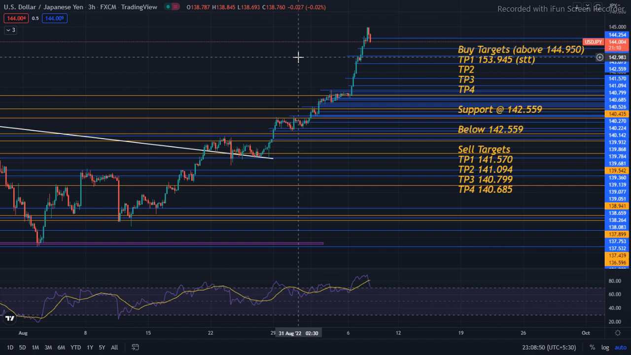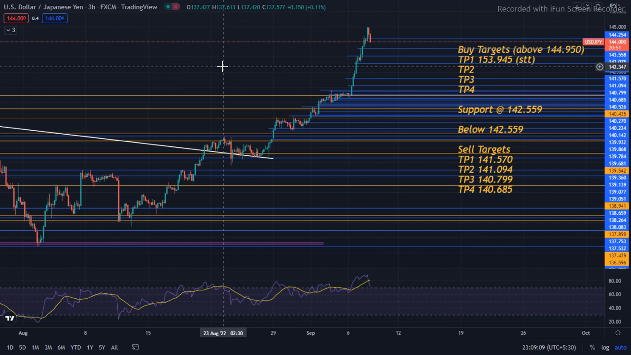Okay, and if we have to go long, then we have to break the high which it has made. It is following the Fibonacci retracement. So once it is giving a closing above the level of 144.950, our short term target is the level of 153.945. That is why I have written STT, short term target. All right, just note it down. This is going to help a lot.